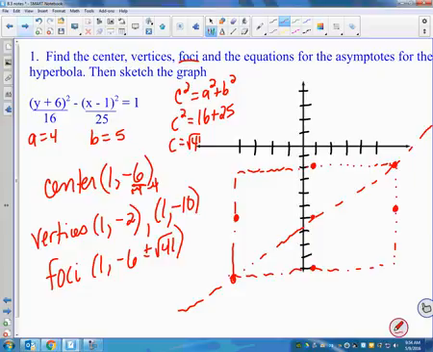And you also have to do the opposite. It's a negative asymptote too. So I can go up a and back b, or down a and over b, right? Those are the diagonals of that.